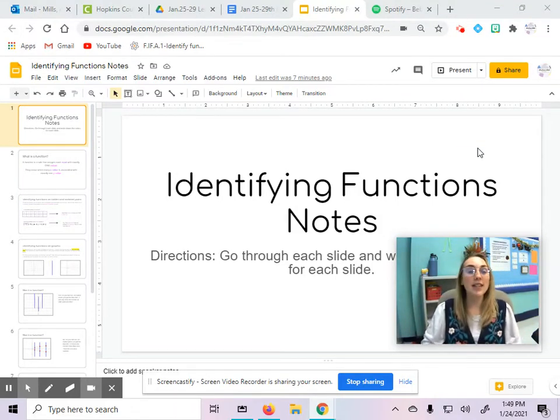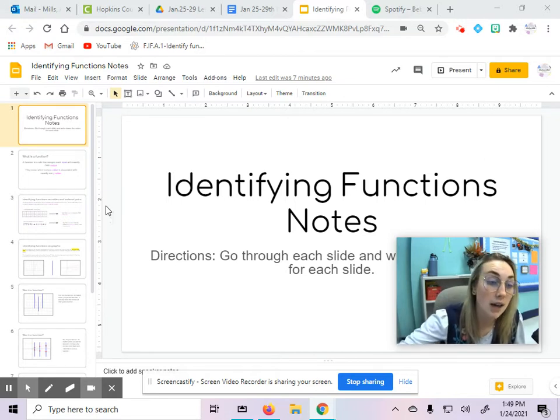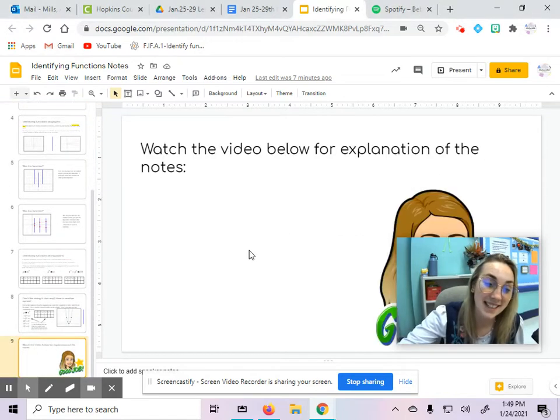The whole point of this video is to talk about identifying functions. So this video is going to go along with your identifying functions notes. That means whenever I'm done with this video, I'm going to put it on this last slide right here, where you can click on the link and watch this video, or you can watch the video directly on the notes. It's up to you.